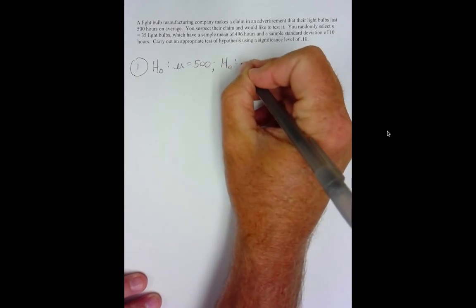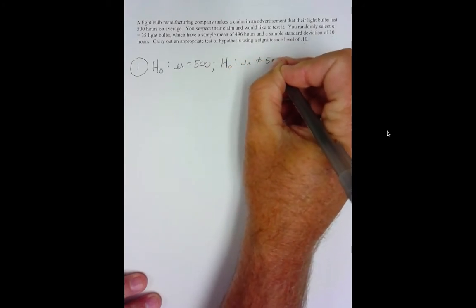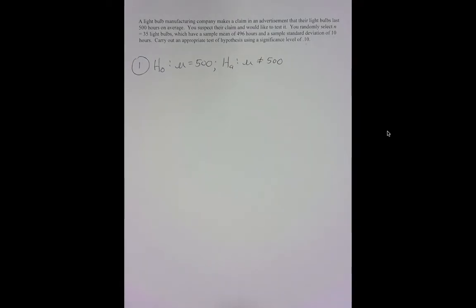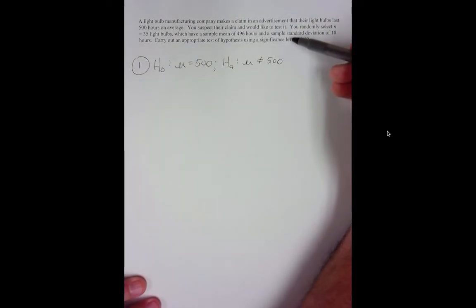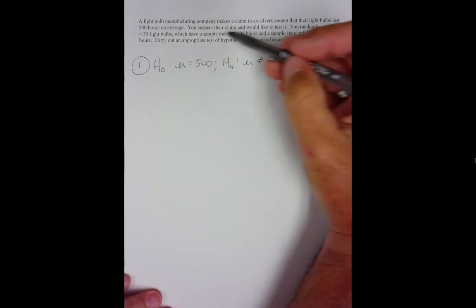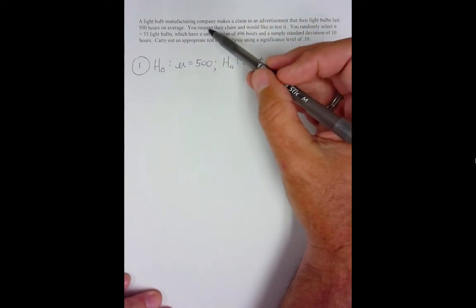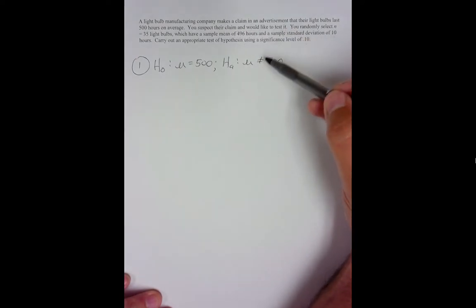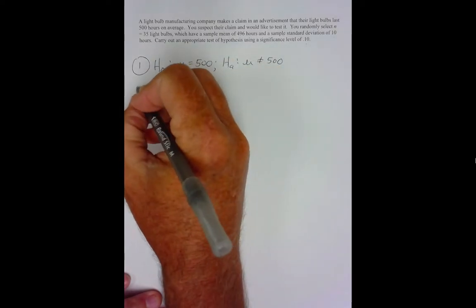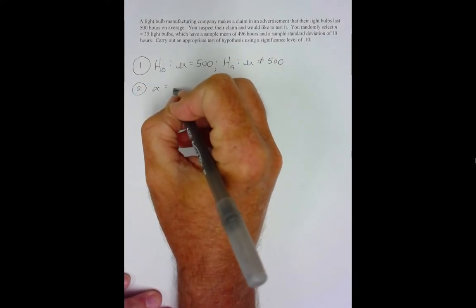We suspect it. Now, it doesn't say we suspect it because we think the bulbs are actually better than what they've advertised. It doesn't say we suspect it because we think the bulbs are not as good as what they've advertised. We might think they're better. We might think they're worse. It doesn't say that. It says we suspect their claim and would like to test it. So that generic way of stating the intent of the test is not equal to. Secondly, our alpha level changes this time. It's 0.10.